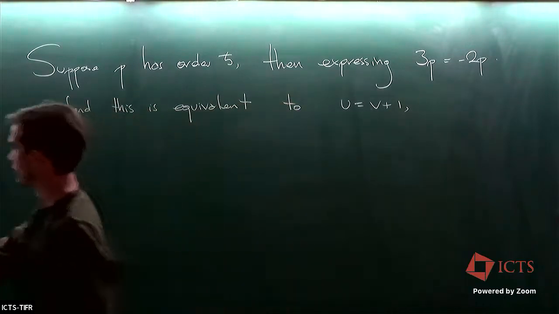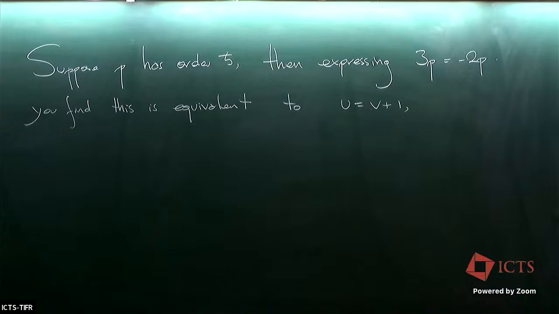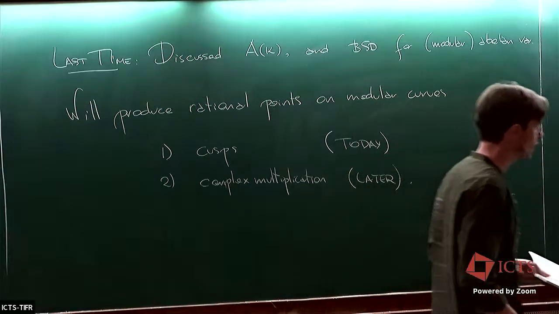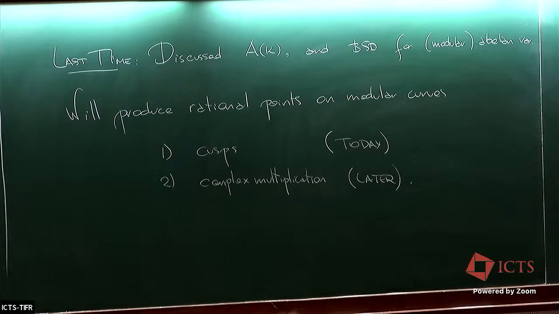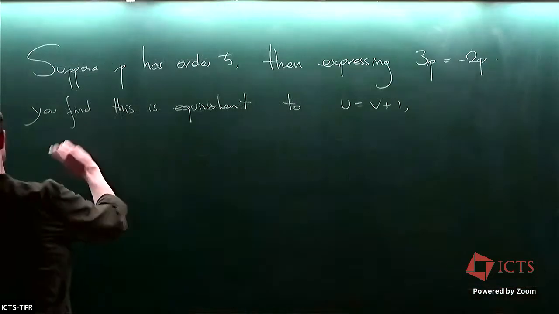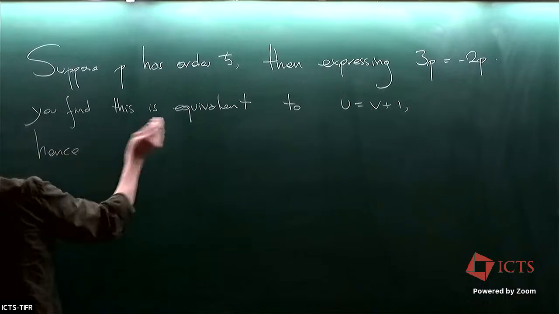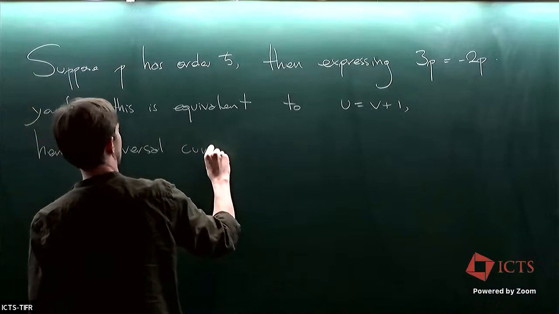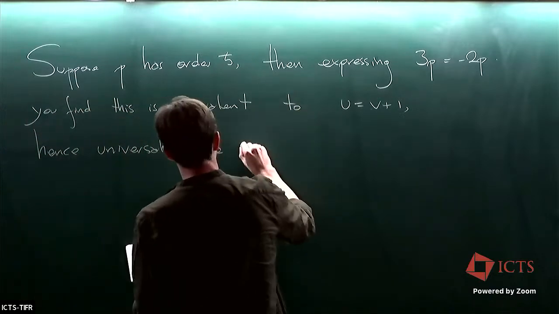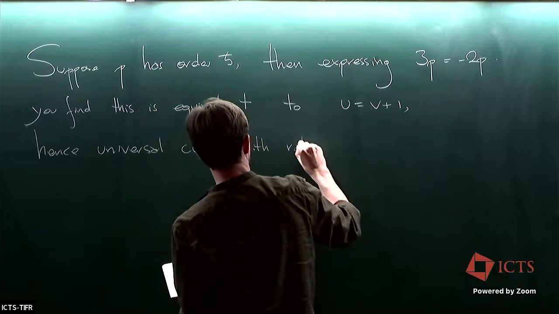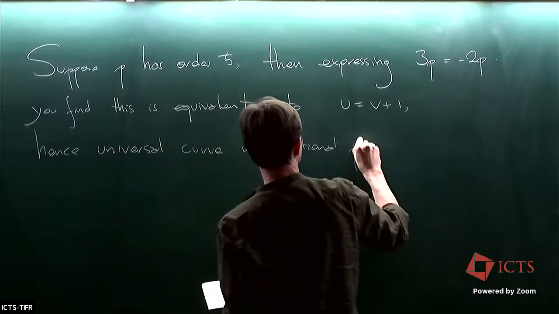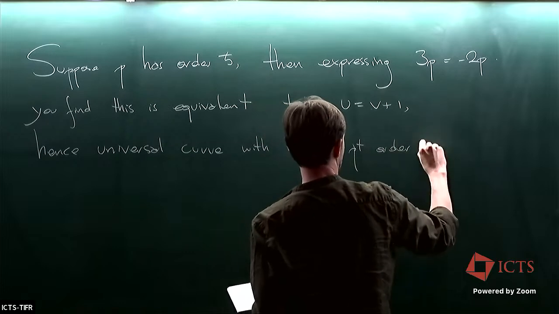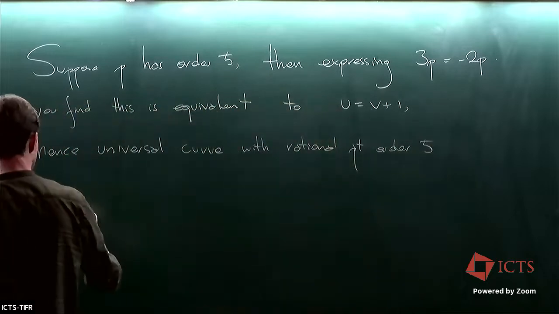Now, if we look back at our original curve here, u, v, v, we found this relation. And in fact, we haven't imposed anything on our elliptic curve other than that there was this point of order 5. So we found really an equation for the universal elliptic curve with a point of order 5. Okay, so hence, we have a universal curve with a rational point of order 5, which we might call E sub v.